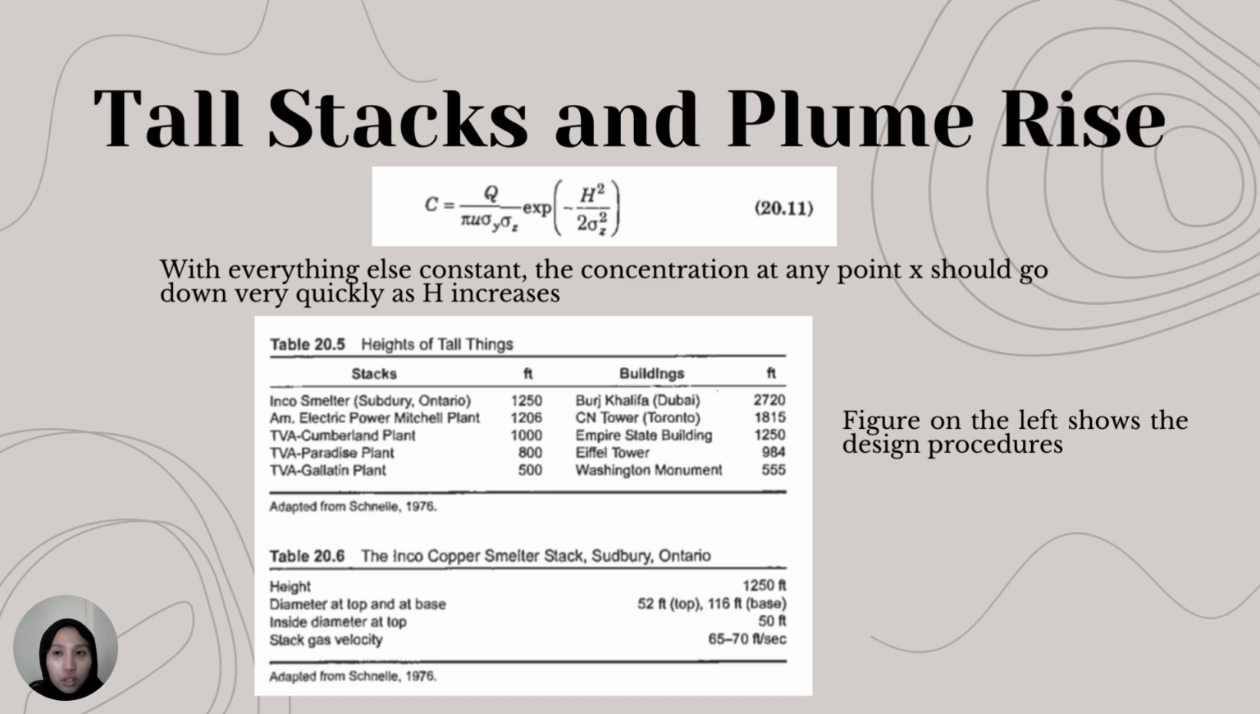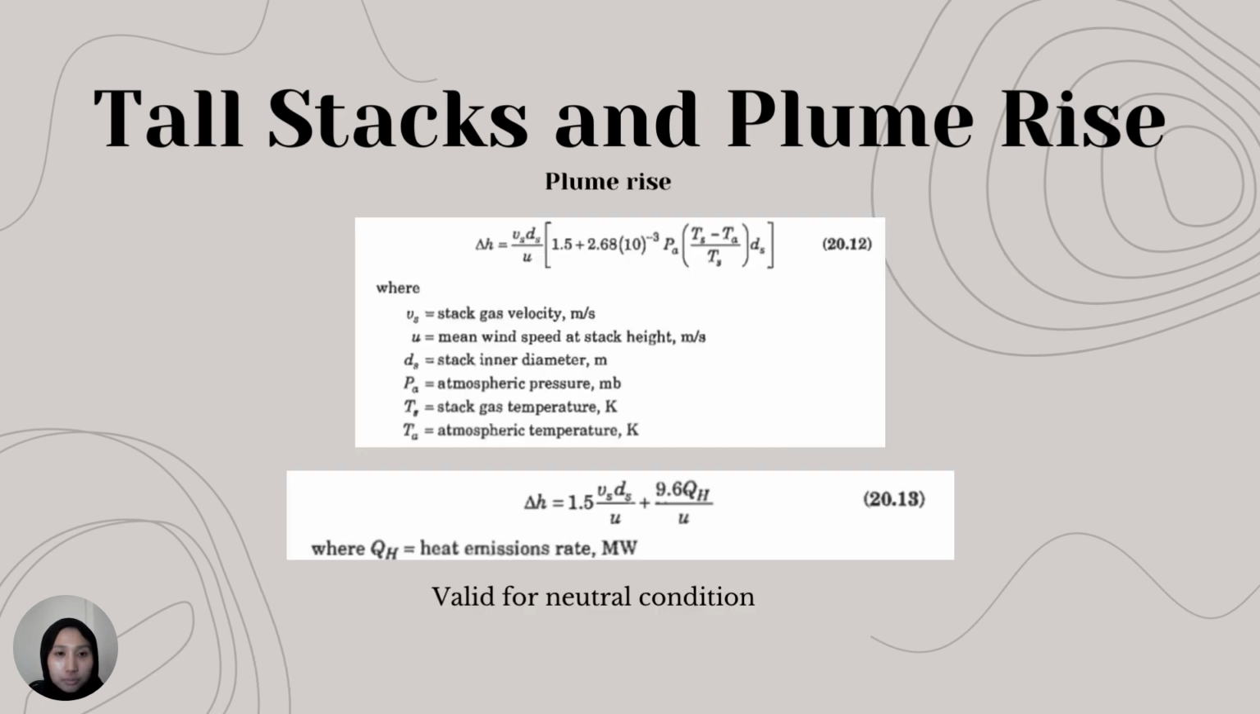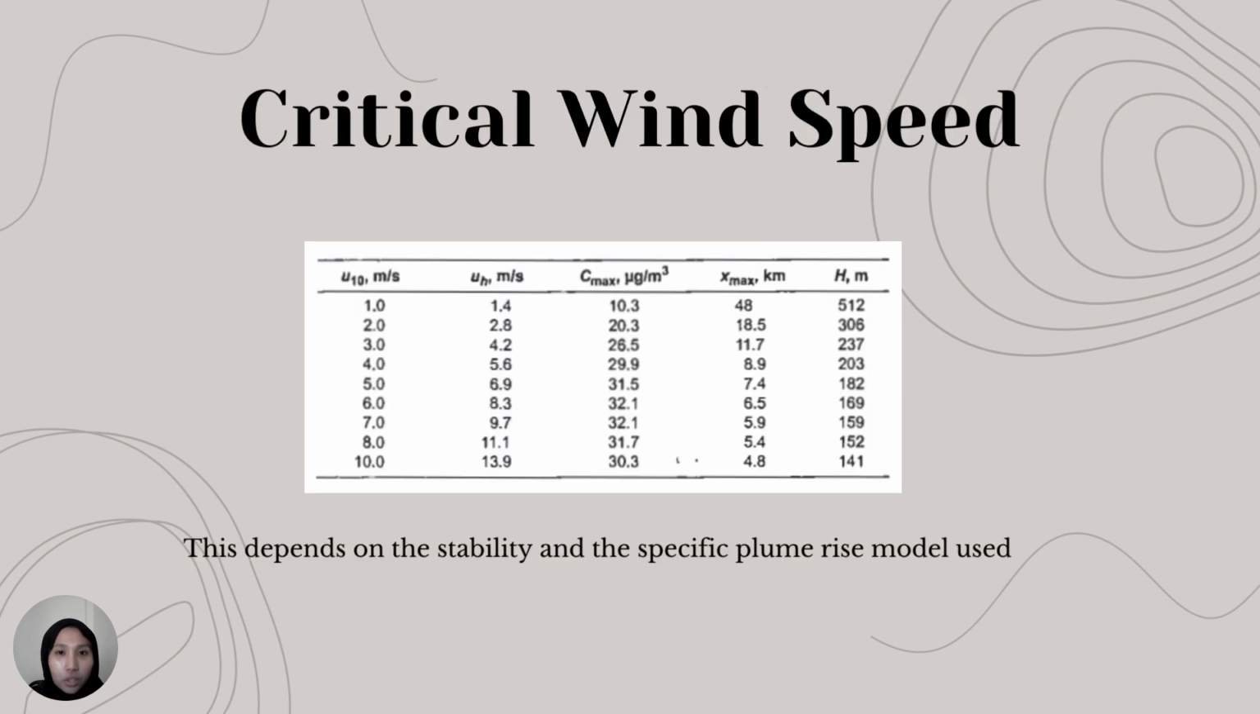For tall stacks and plume rise with everything else constant, the concentration at any point x should go down very quickly as h increases. And the figure on the left shows the design procedures for the stack height. Equations 20.12 and 20.13 will be used in calculating the tall stack and plume rise under a neutral condition. Critical wind speed determination depends on the stability and the specific plume rise model used.